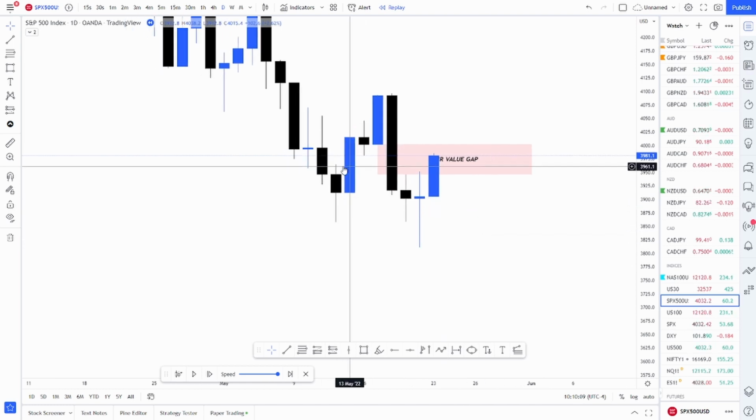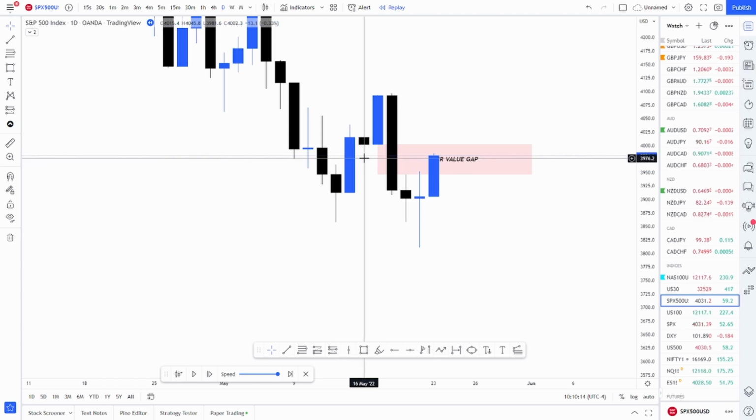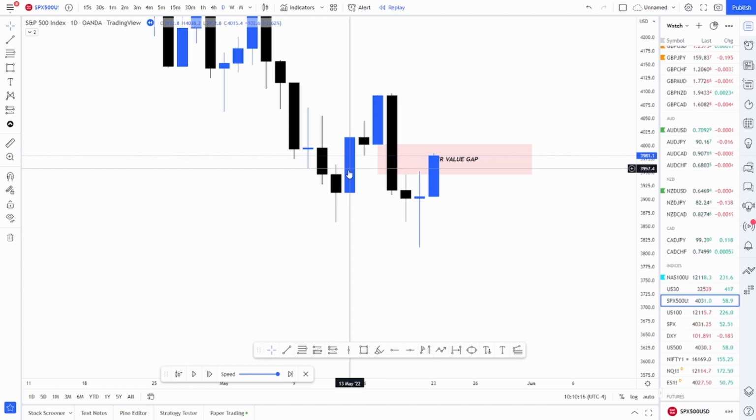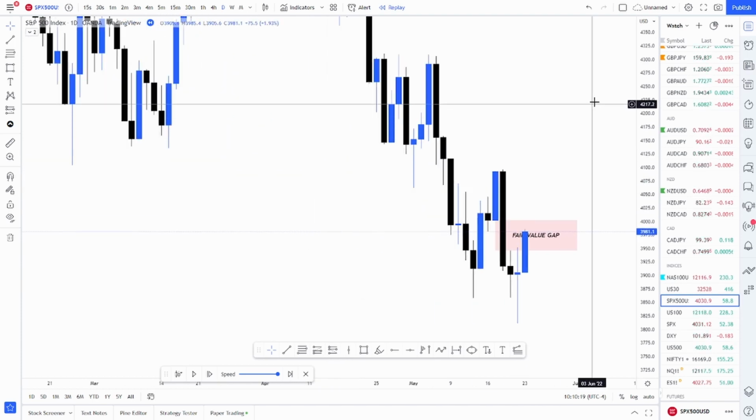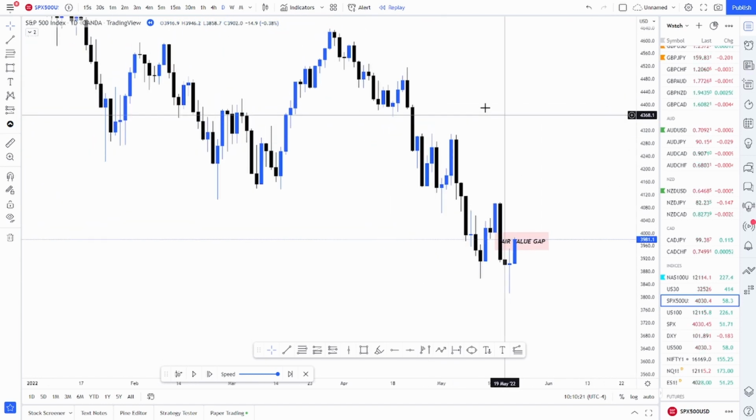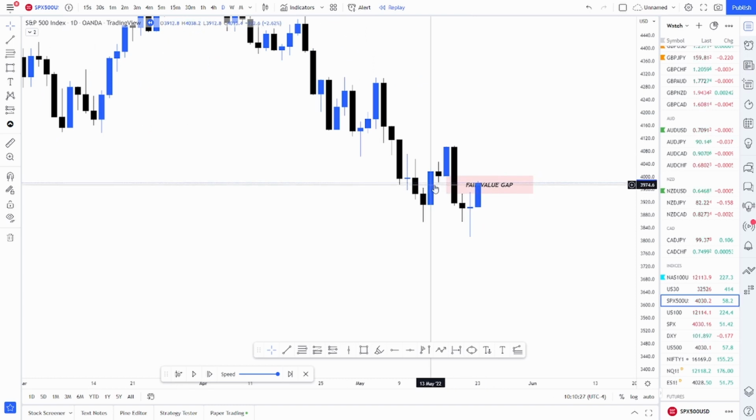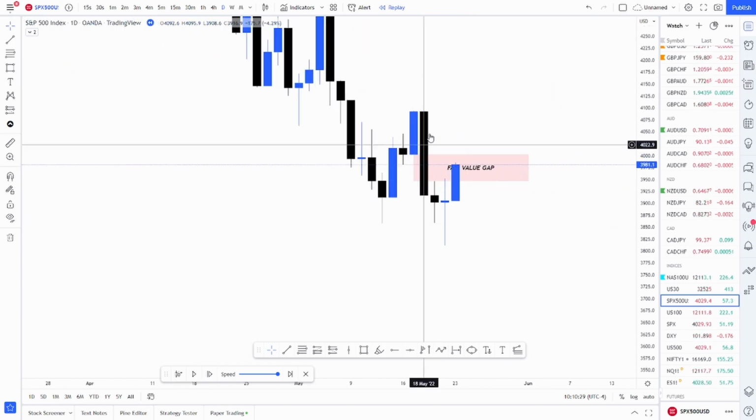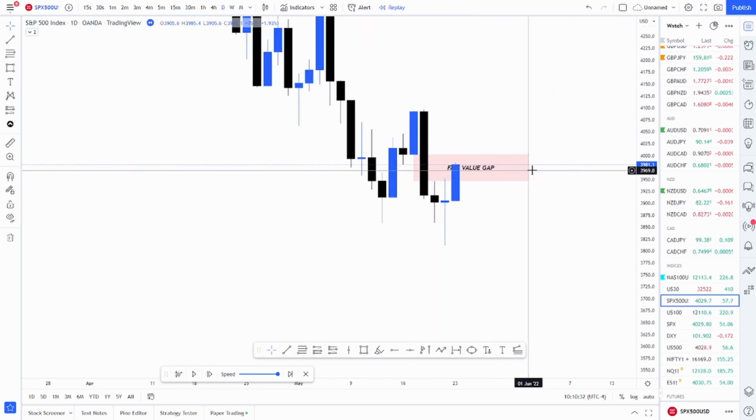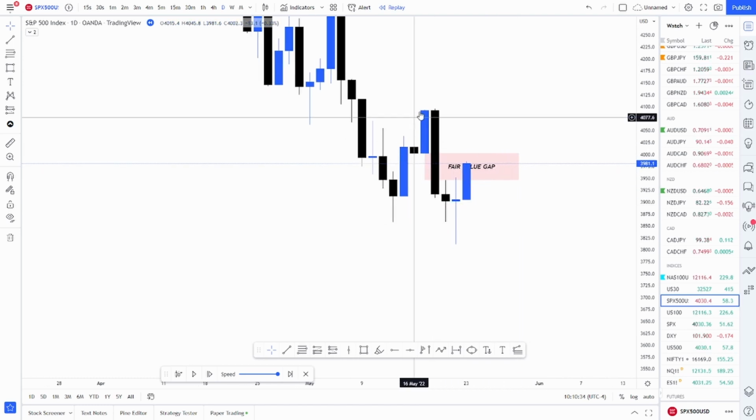Okay, as you can see, there is a gap over here also. Why will we not consider this gap? We will not consider this gap because the bias is bearish, right? Like the trend is going bearish. So why would we be looking for the buy side gap? We will look for the gaps which will be suitable for us to take shots, right? Because it's going downward.